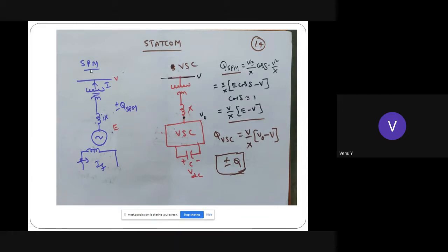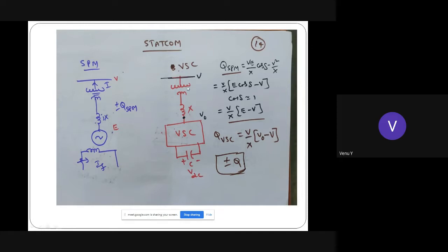The very first one is that it will feed the fault current during fault conditions. It may fall out of step or lose synchronism during fault conditions, and you need to supply the no load losses to the system. That is another disadvantage. So you need to supply losses to the SPM also. But of course, compared to SPM, the STATCOM losses are very low. So therefore, you can go for STATCOM.